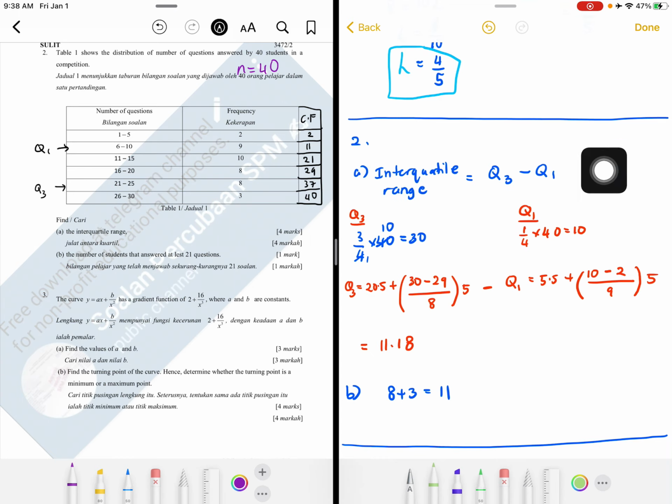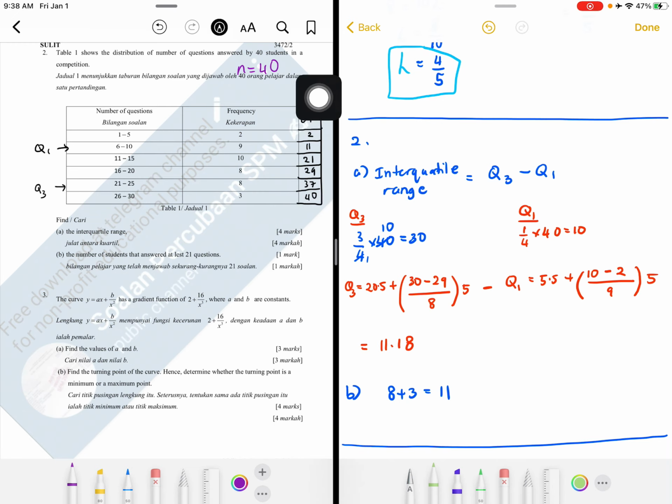So itu benda pertama yang kamu perlu tahu. That's the formula. So you have to find the Q3 and you have to find the Q1. First thing first, you have to find the position of Q3 and then the position of Q1. So we know that Q3 ni kuartil ketiga ataupun 3/4 daripada data. So 3/4 times 40, 40 is our data, equals to 30. So where is 30 located at?